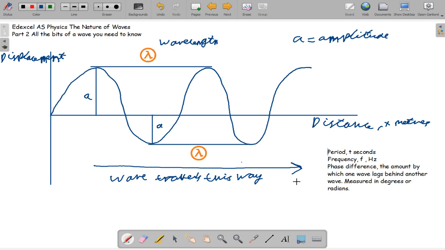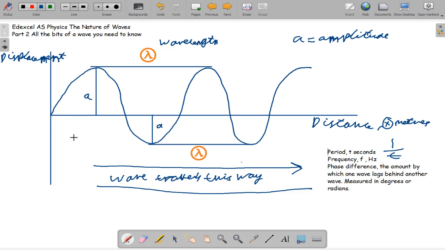So the wave always travels this way or that way, it depends, but usually in exam questions the wave is travelling to the right of your exam paper page. So distance is measured in meters, period is T, in seconds, frequency is f, in hertz, or 1 over the time period. The phase difference is the amount which one wave lags behind the other wave. It's measured in degrees or radians.